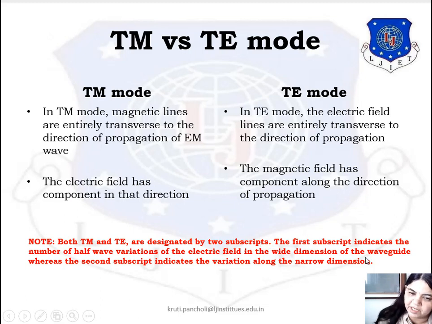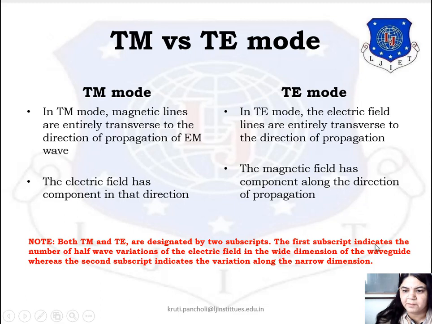The first subscript indicates the number of half wave variations in the electric field in the wide dimension of the waveguide, whereas the second subscript indicates the variation along the narrow dimension. So this you have to remember while they are providing the data in the example, that TM and TE are designated by two subscripts, TM MN and TE MN.